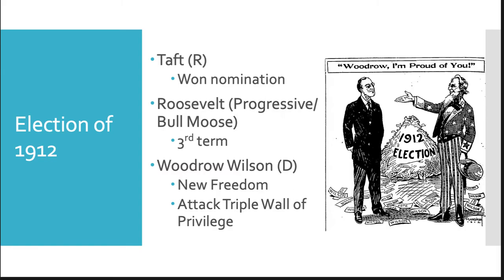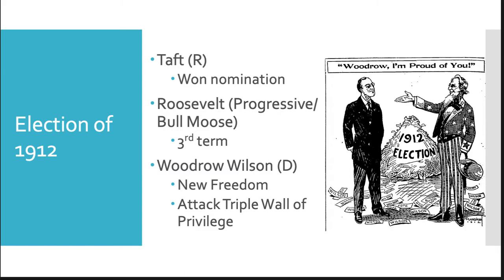Woodrow Wilson is going to run for the Democrats with the support of William Jennings Bryan. We remember him from the Populist Party. Because of what was happening with the Republican Party votes being split between Roosevelt and Taft, Wilson is going to squeak by, and he is going to win the presidency. Wilson is going to run on the program of New Freedom.